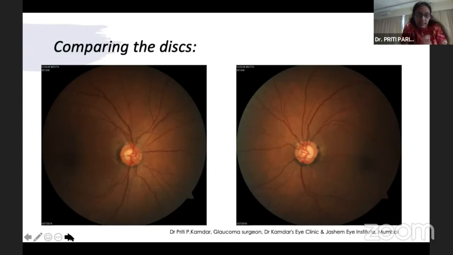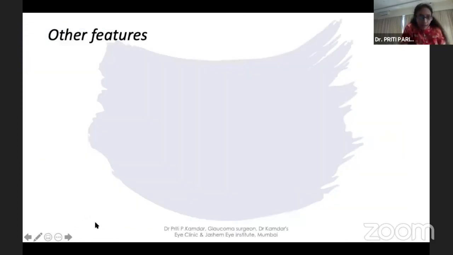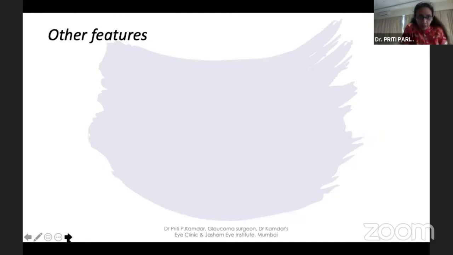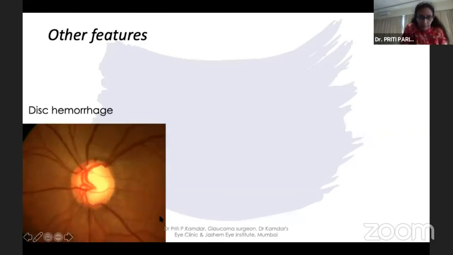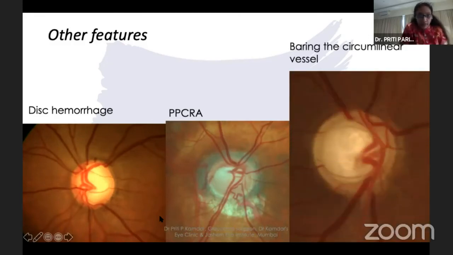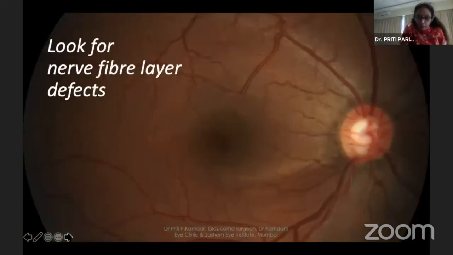Symmetry between the discs of the two eyes is an important part of evaluation, and a difference of more than 0.2 has to be looked into more carefully. Now, the other features are like disc hemorrhage, peripapillary chorioretinal atrophy, a bearing of the circumlinear vessel. These are not pathognomonic, but in case of a suspicious disc, they may tilt the balance and help you diagnose better.